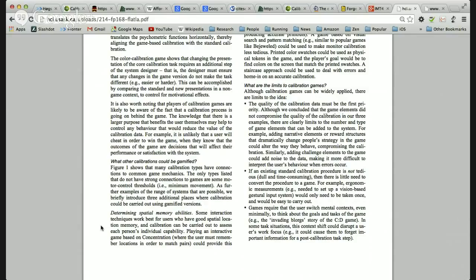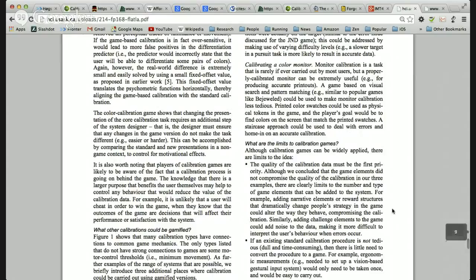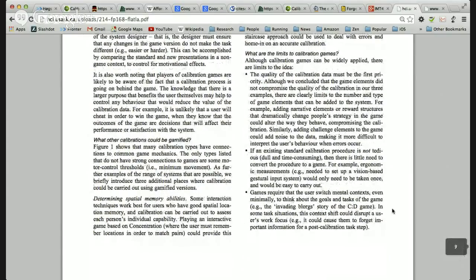Now if you look at the right column there, I think they have a couple of interesting bullet points. The second bullet point there is that if an existing standard calibration procedure is not tedious, then there is little need to convert the procedure into a game. So that's worth thinking about. We shouldn't gamify everything. It has to have a purpose. If it takes too long, it's too tedious, and the users aren't able to keep up motivation, then it's maybe a reasonable occasion for introducing a game.